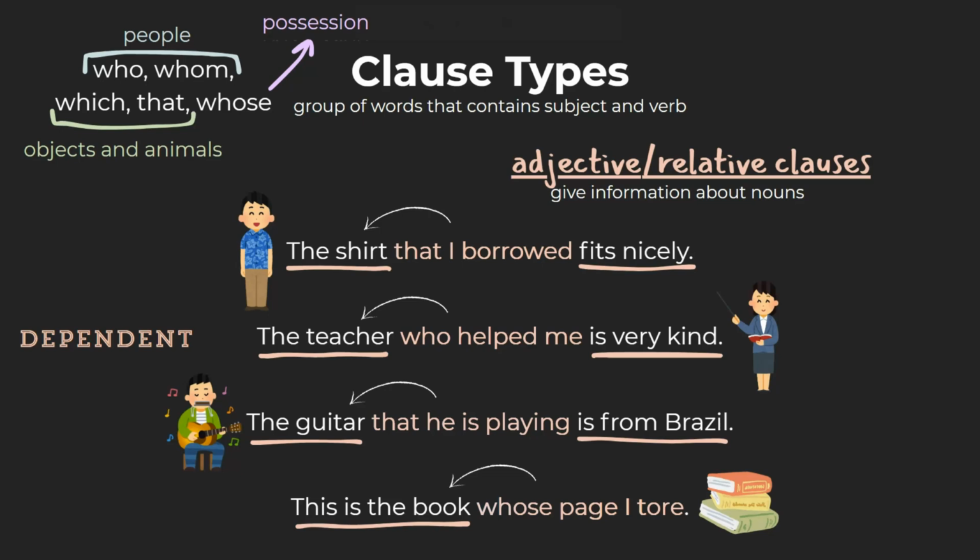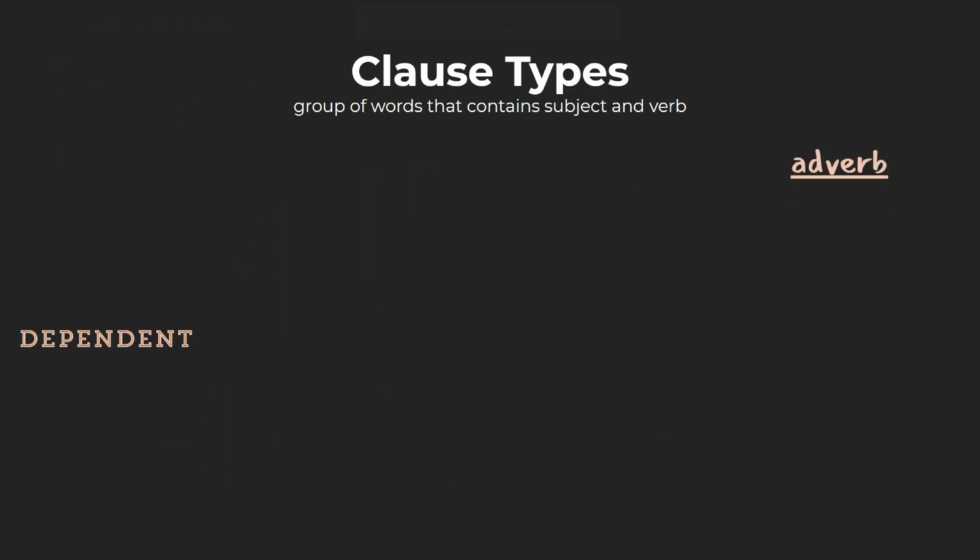Again, for a deeper look at when to use who versus whom or that versus which, check out our video on pronouns. And lastly, we have adverb clauses. Just like the name suggests, adverb clauses function like adverbs in a sentence. That is to say, they qualify the meaning of verbs, adjectives, other adverbs, and clauses.